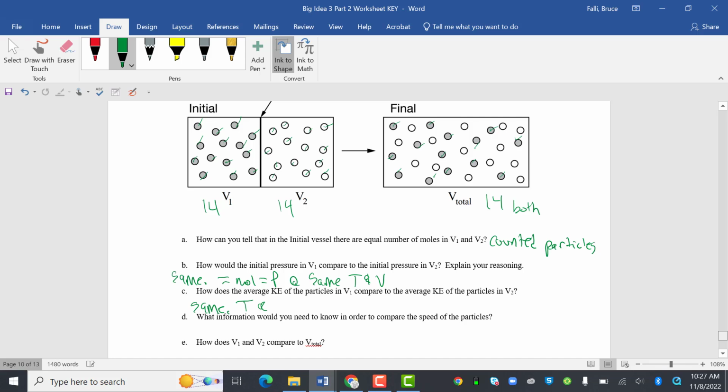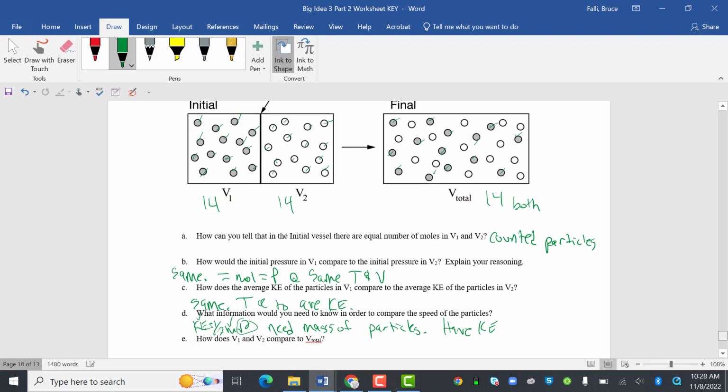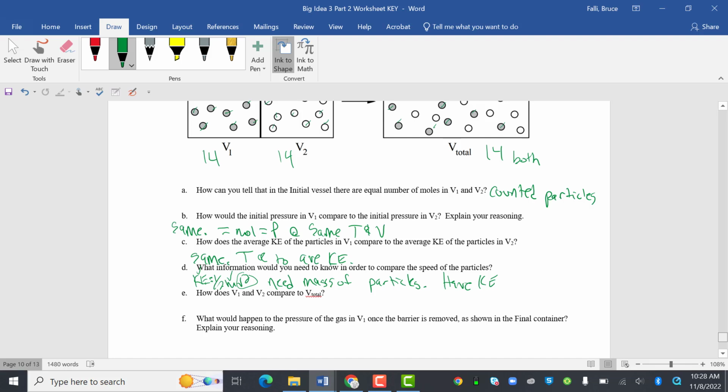Temperature is directly proportional to average kinetic energy. What information is used in order to compare the speed of the particles? So remember, KE equals 1/2 mv squared. We need the mass of particles. We have the kinetic energy. So if I want to compare this, I need these two. It told me the kinetic energy, so all I have left is that. How do V1 and V2 compare to V total? V1 and V2 are half of V total.